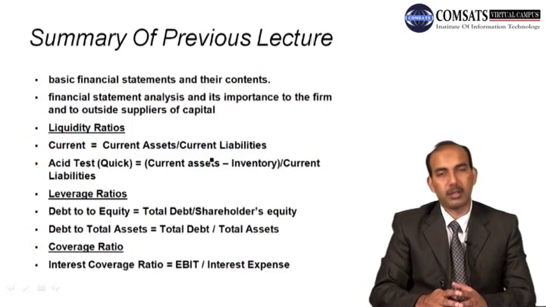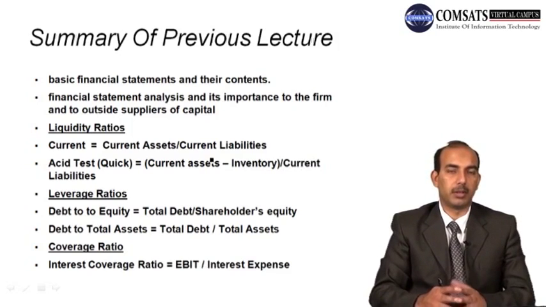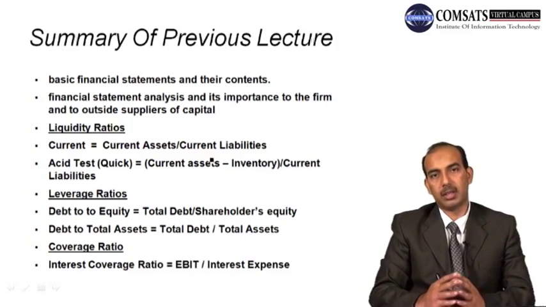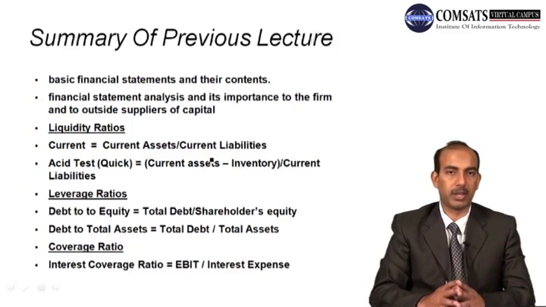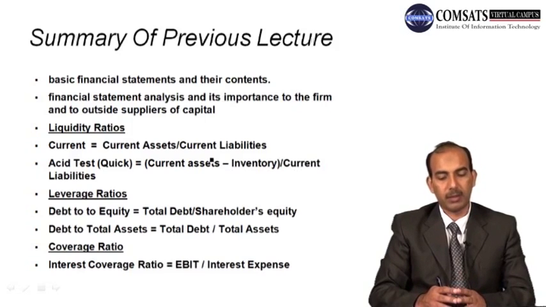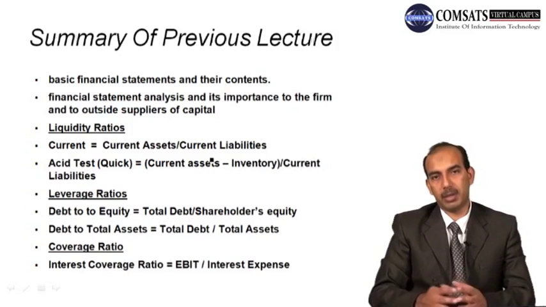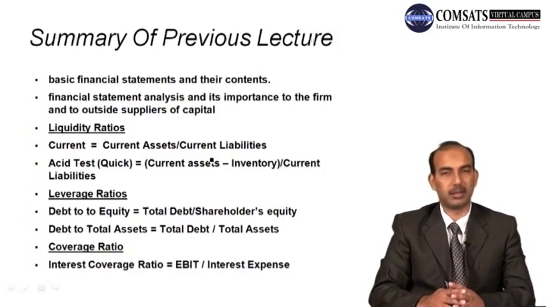And then we discussed different tests. We call them ratios. There were some liquidity ratios. They were based on the current assets divided by current liabilities, showing how capable the firm is of paying its liabilities out of its current assets. And then we discussed the quick ratio, or the acid test ratio, where we subtract the inventory from our current assets and divide by our current liabilities to see how capable the firm is of meeting its liabilities out of its most liquid assets, that is cash and cash equivalents.